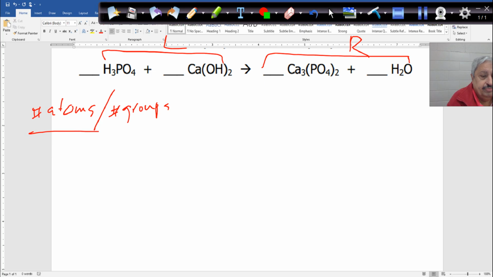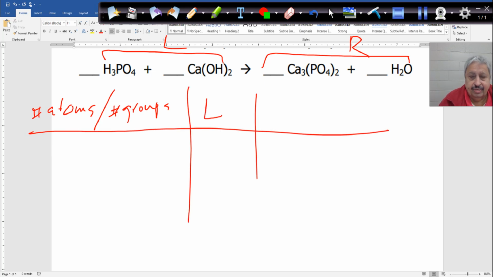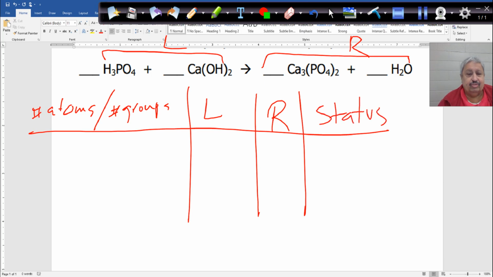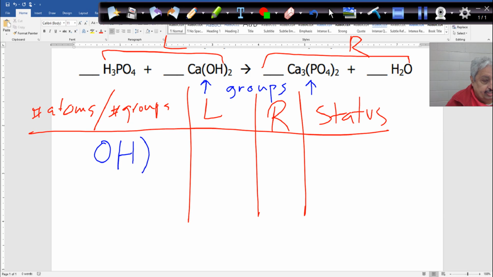Here we are dealing with what? Groups. This is my left. This is my right. This is my status. Now, whenever I have parentheses on one side and the other side does not, it means I have groups. Anytime I have parentheses here and parentheses here, those are groups, with parentheses or brackets. This is the OH group, and then I have the phosphate PO4 group.